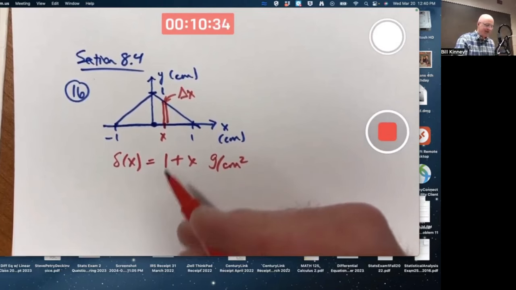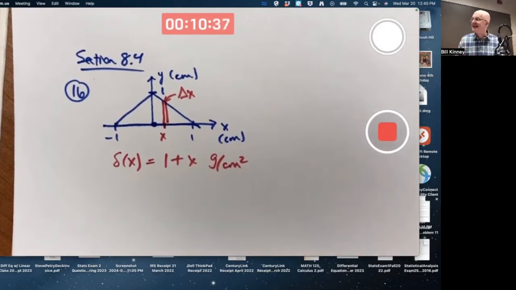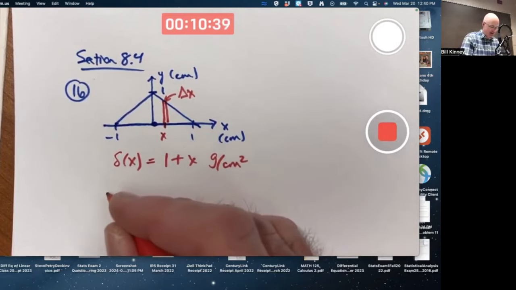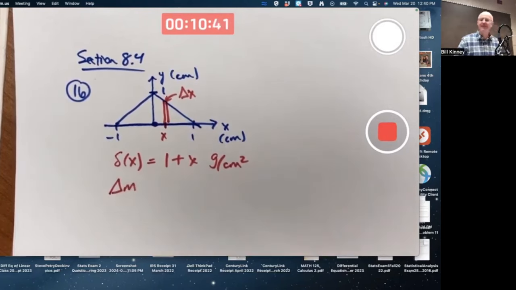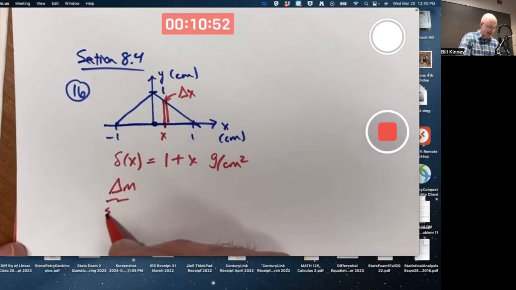what's the approximate mass of the thin slice? Maybe we should call it, how about delta m? Use a little m here because later we're going to use a capital M when we try to figure out the center of mass. There's the small mass of the thin slice.